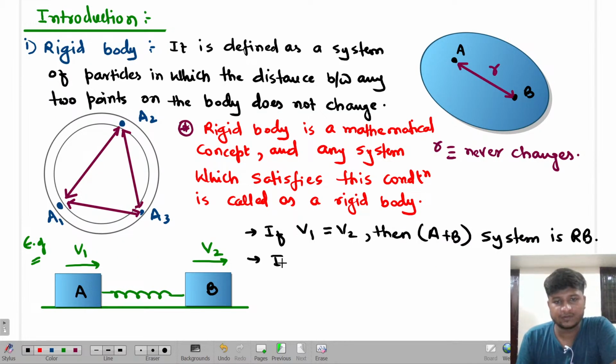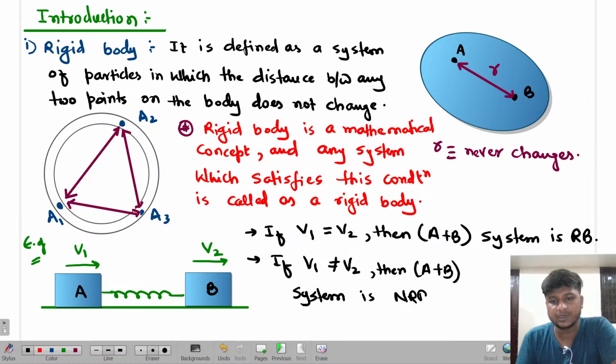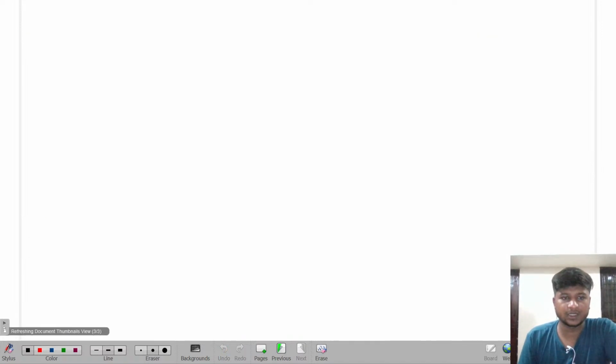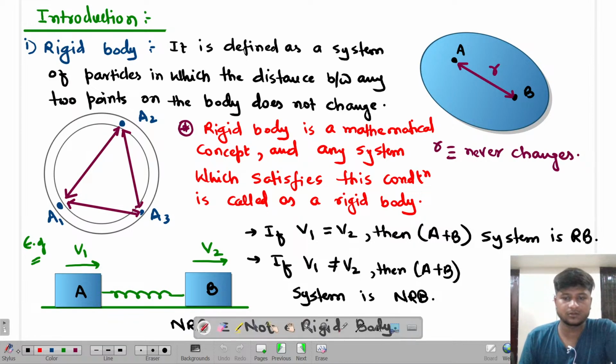Now, the second idea is if V1 is not equal to V2, then the A plus B system is not a rigid body. I'll write NRB. Are you able to get me or not? So NRB means... Are you able to get me or not? Clear? I'll take one more example.